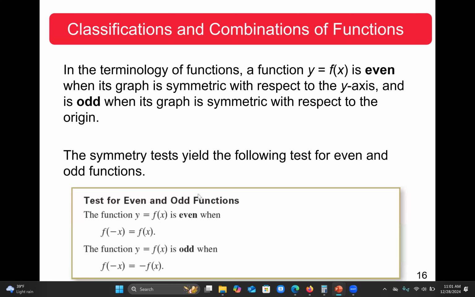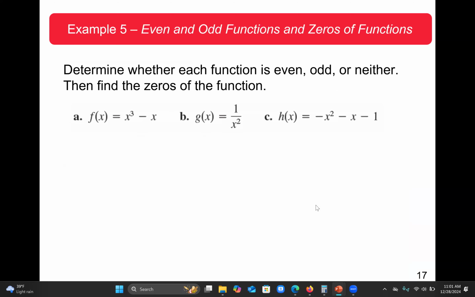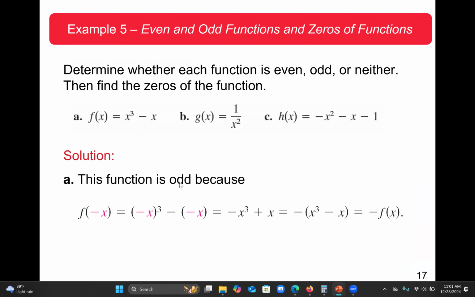Remember the rule said, if I have f at x and I replace x with negative x and I still get the same f at x, then it's even. But if I replace it with negative x and I get negative f at x, then it's odd. If none of them, then it's neither. So that's why here we get odd, because we replace x with negative x. So we get negative x cubed minus negative x.